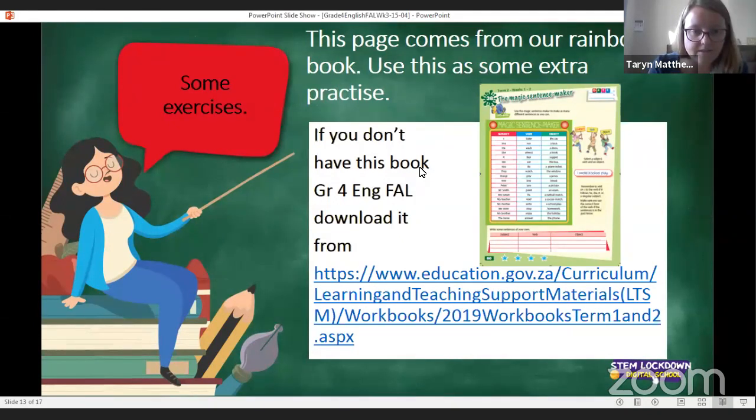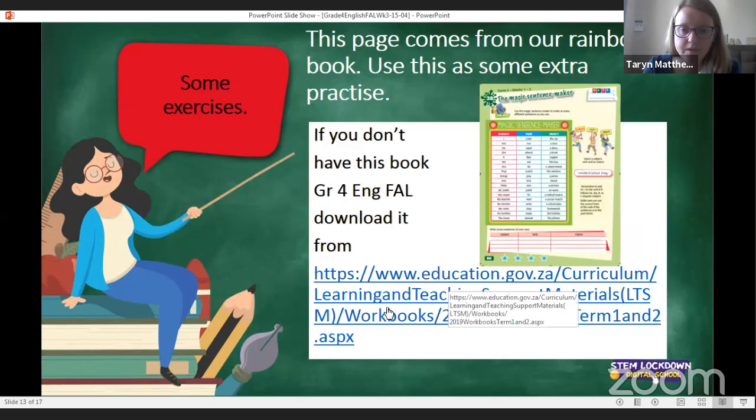See, Kaylin says they do. Who else has got their rainbow book? Okay, there's a lot of you. Okay, I see some don't. So those of you that don't have it, can you see here? I've put a blue link onto my slide.